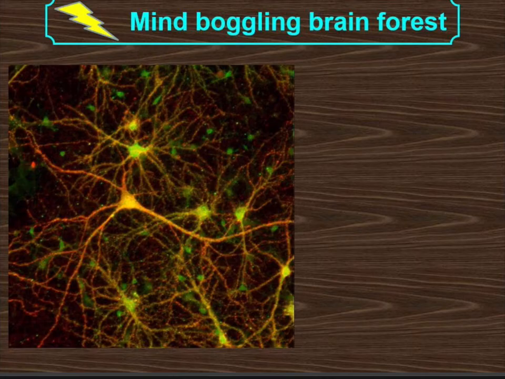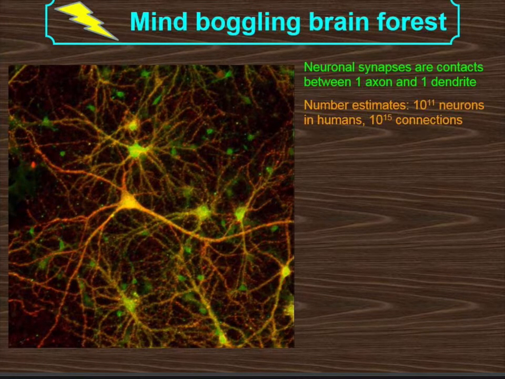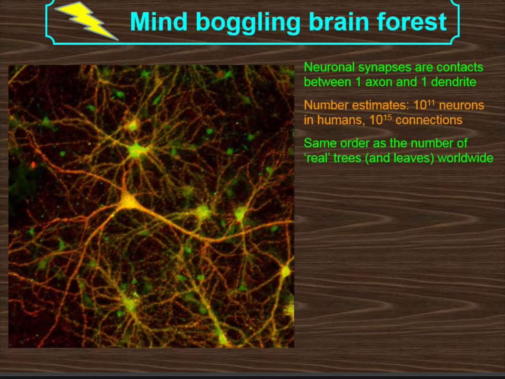And the number estimates for the human brain is that they're just shy of 100 billion neurons in a typical adult human brain. And on average of the order of 1,000 trillion connections. Okay? So this is a very large number. Each of those neurons have these trees, but they're a very large number in the brain. And this is, as an order of magnitude, roughly the same as number of real trees. And by real trees, I mean the ones that have a stem of the size of a human body.